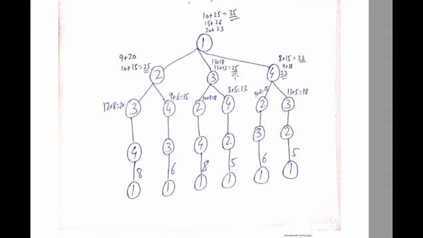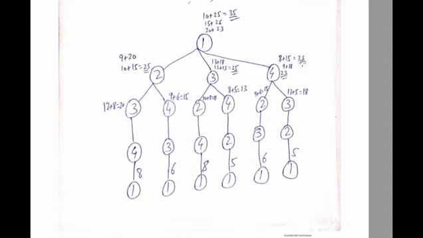If the salesperson is at the vertex 4, then what is the distance from 4 to 2? 4 to 2 is 8. 8 plus 15 is 23. If the salesperson is at the vertex 4, 4 to 3 distance is 9. 9 plus 18 is equal to 27. So 27 and 23, 23 is minimum. We will take 23. Now move up to the first vertex.